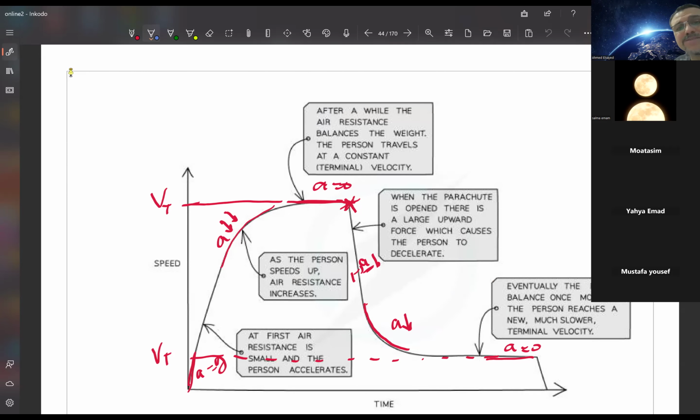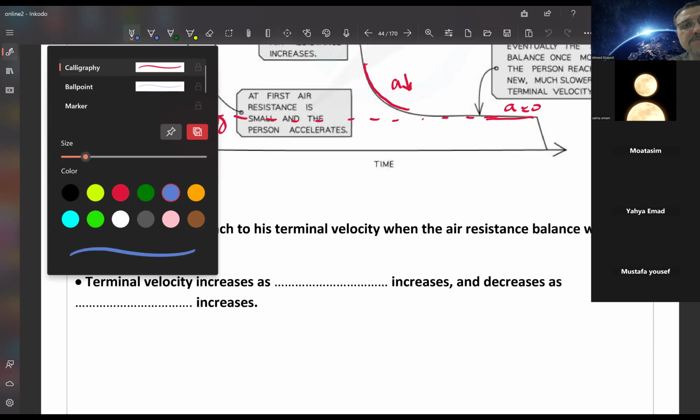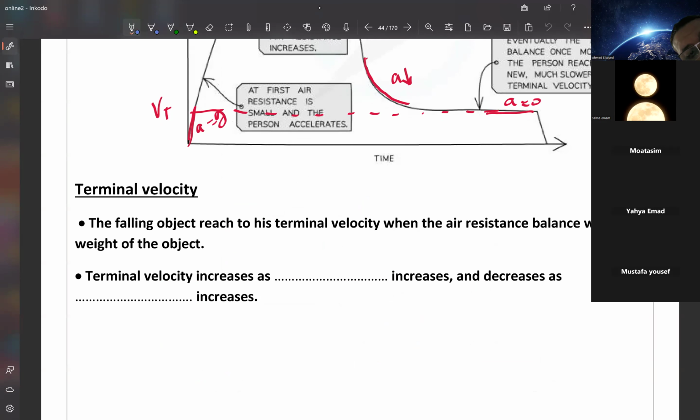Now, what is meant by terminal velocity? I need to write a definition for terminal velocity. Who can tell me the definition of terminal velocity? In fact, terminal velocity is constant and maximum velocity. So I will start with: terminal velocity is maximum constant velocity.